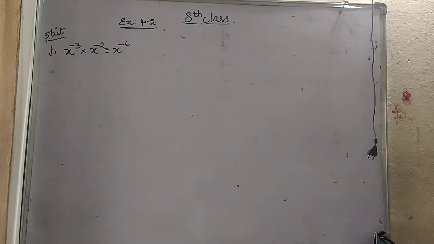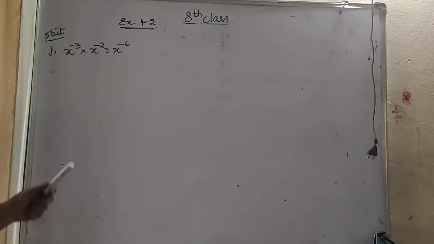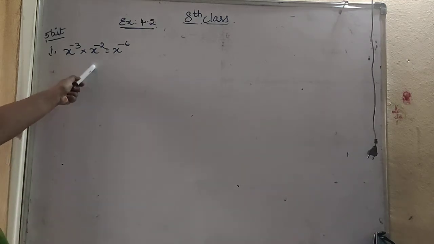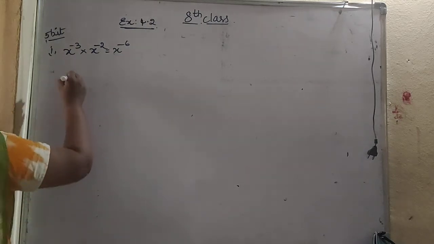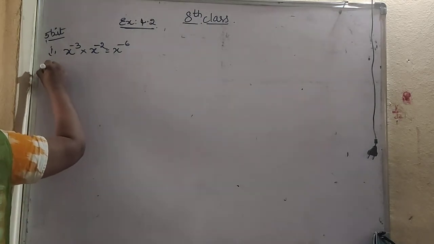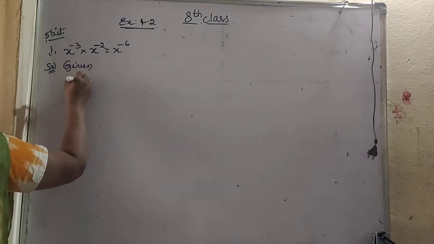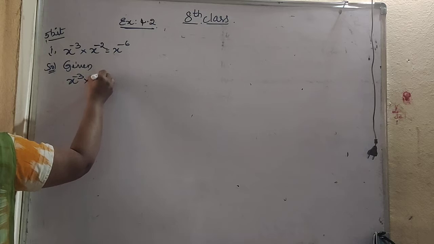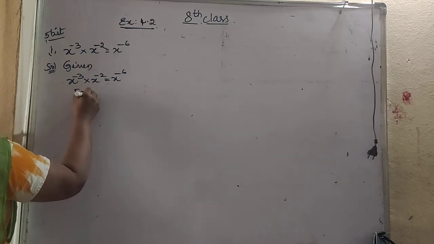So Rakesh has solved it in this way, that is he has multiplied the powers, but by our formula we have to add the powers. When both the bases are equal, we have to do addition of powers. So what he did, that is wrong. So it is a false statement.